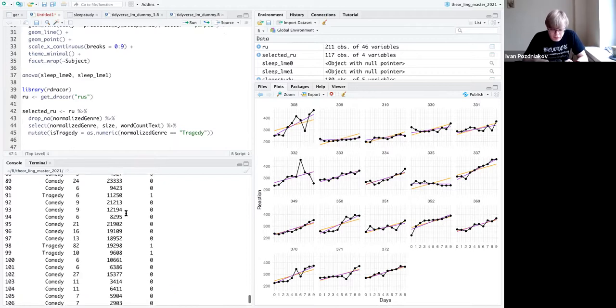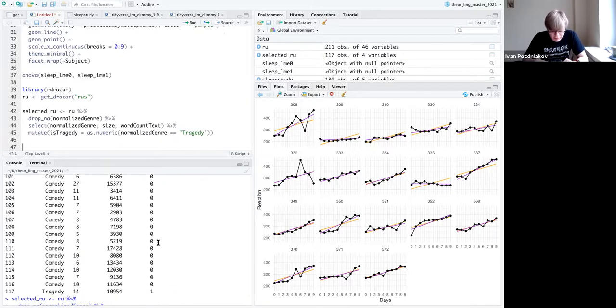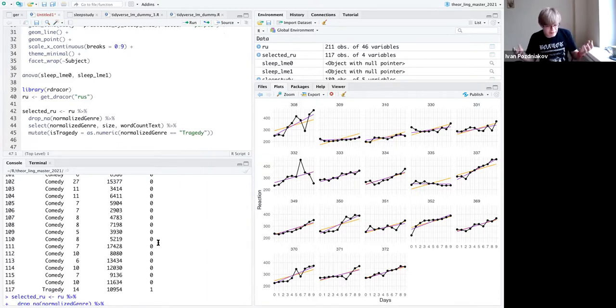So what we want to do is predict this variable, is tragedy. Actually, it's a particular case of classification, in this case when we have only two classes. We want to predict whether the play is a comedy or a tragedy. Can we use linear regression here, so just the simple lm function? What do you think?